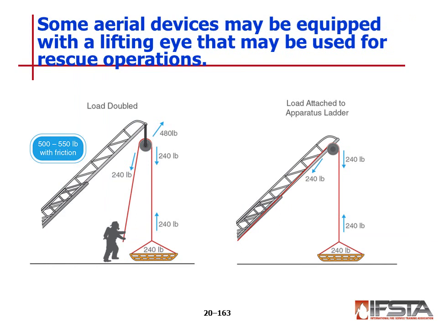Some aerial devices may be equipped with a lifting eye. This may be used for rescue operations. For the use of rope-type rescue operations with limited capacity for the eye, to ensure capacity is not exceeded, the lifts must be made in a smooth manner without causing the device or load to bounce, jerk, or sway.